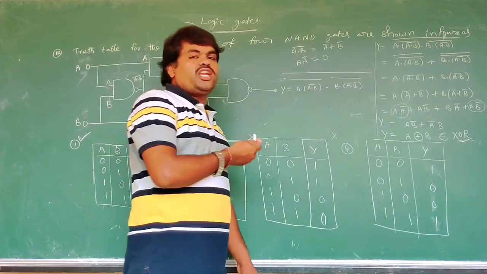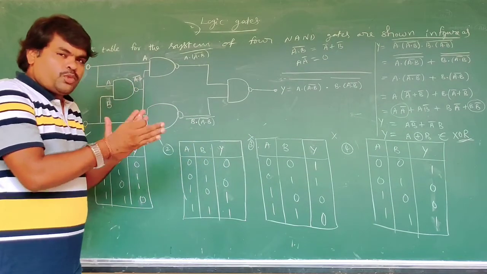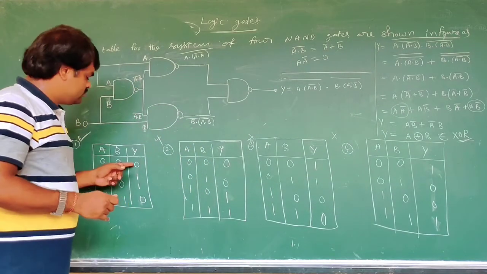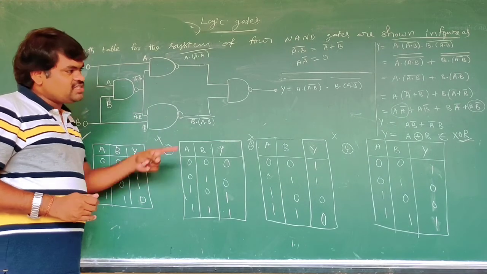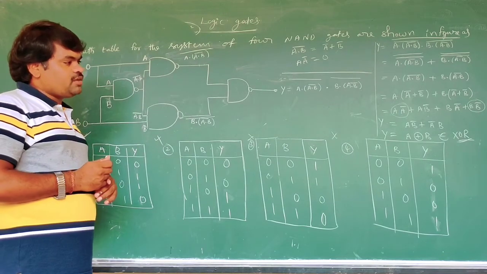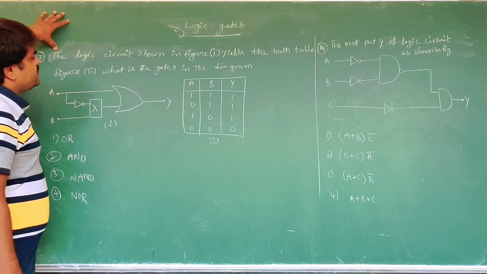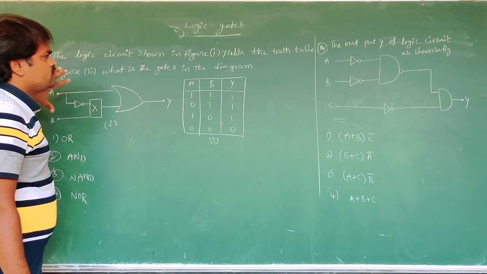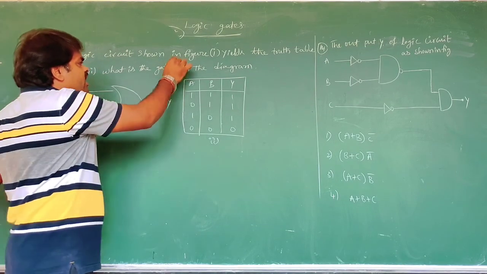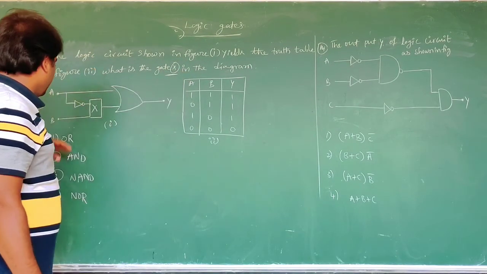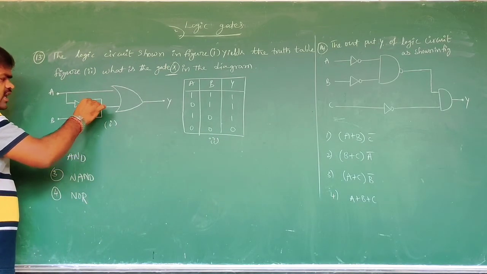Now what is the XOR gate truth table? Here, if the two inputs are both low or both high, the output will be low. That is the XOR gate statement. Now question 31. The logic circuit is shown in figure 1, while the truth table is in figure 2. What is the gate X in the diagram? They are asking what this gate is.